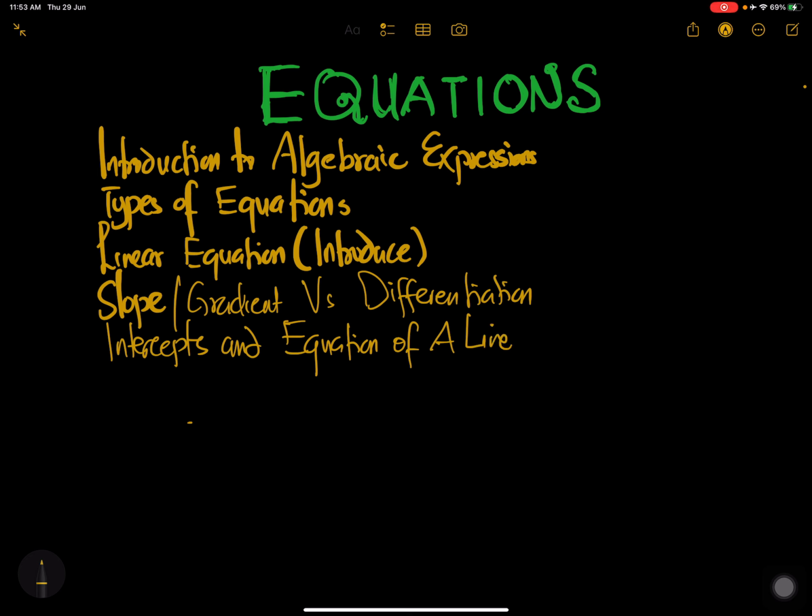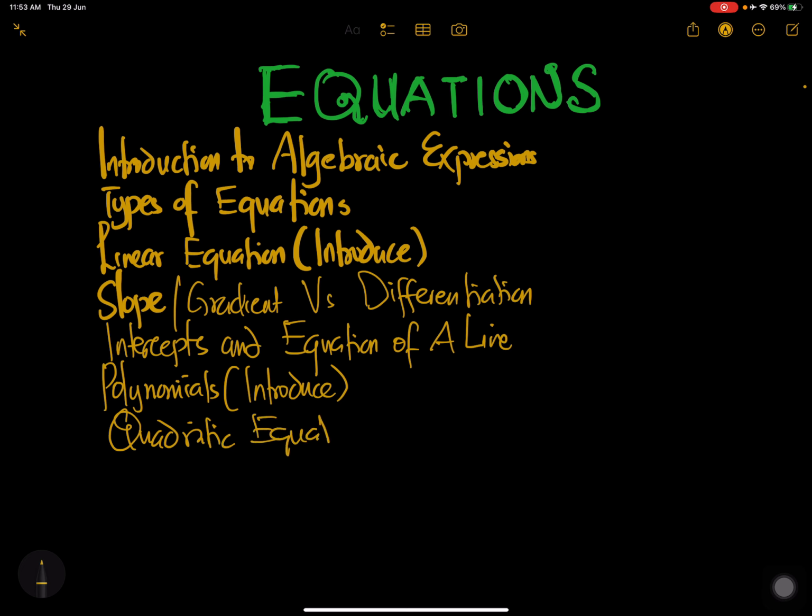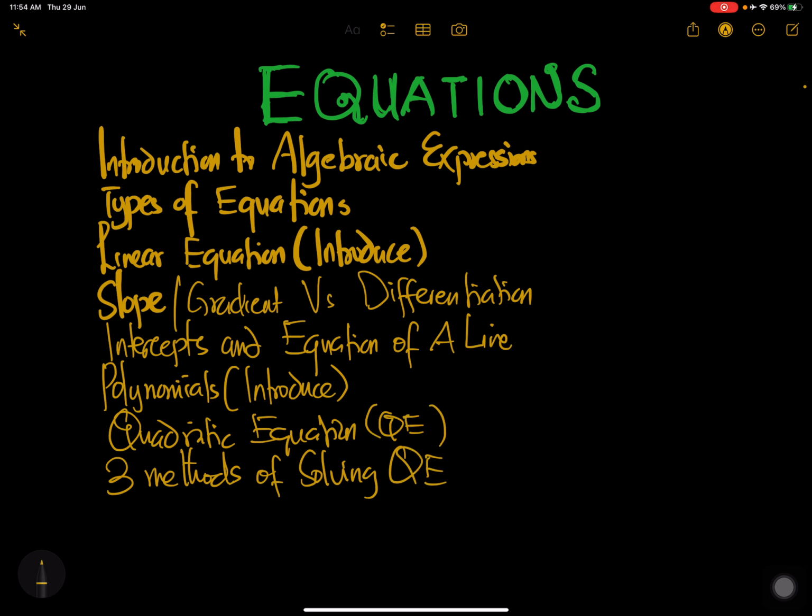And then once we are done with that, we'll go straight into polynomials, because after looking at linear equations, the next thing to do is to look at polynomials, and we'll introduce that first. After that, we'll go into quadratic equations, and then we'll look at the three methods of solving quadratic equations. And then after that, we'll look at simultaneous equations.